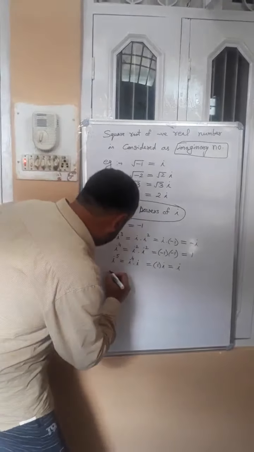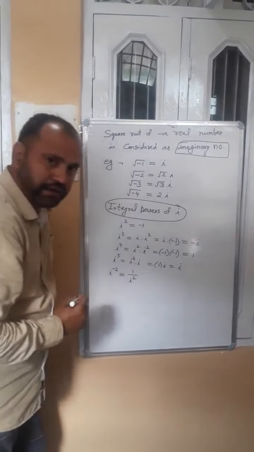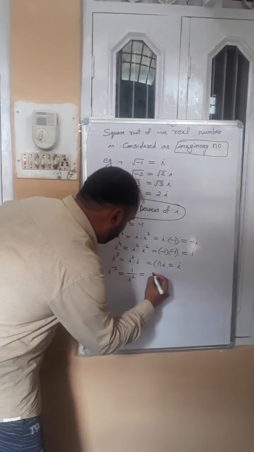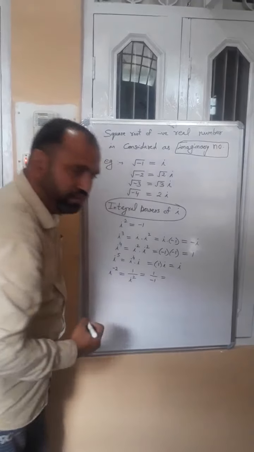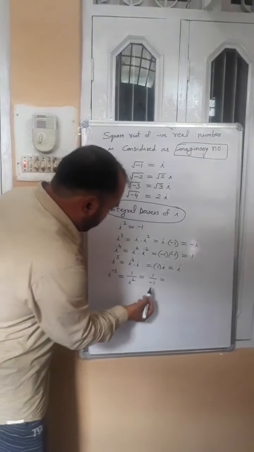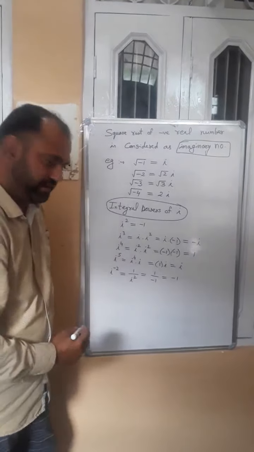Similarly, iota raised to the power minus 2 is equal to 1 over iota square. Now you know the value of iota square is minus 1. So by putting the value of iota square, it is equal to minus 1. So its answer is minus 1.